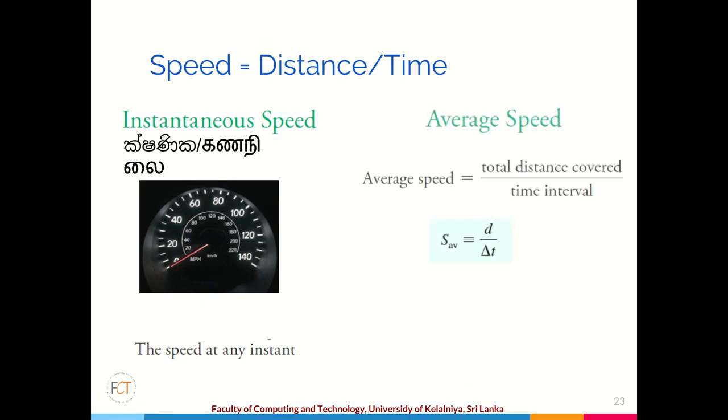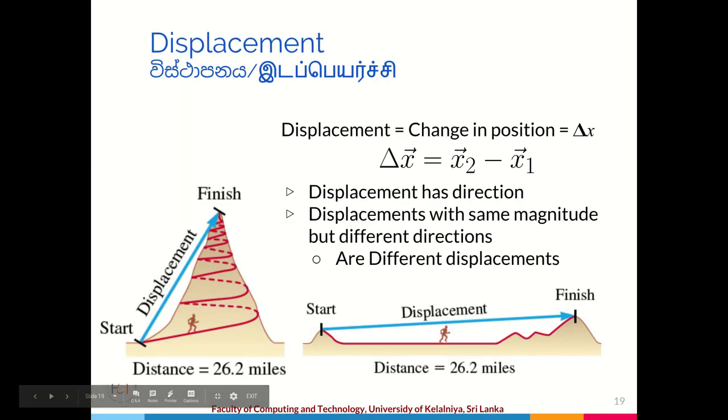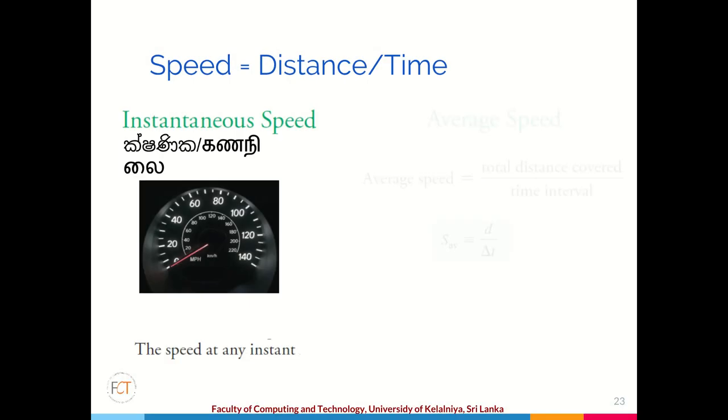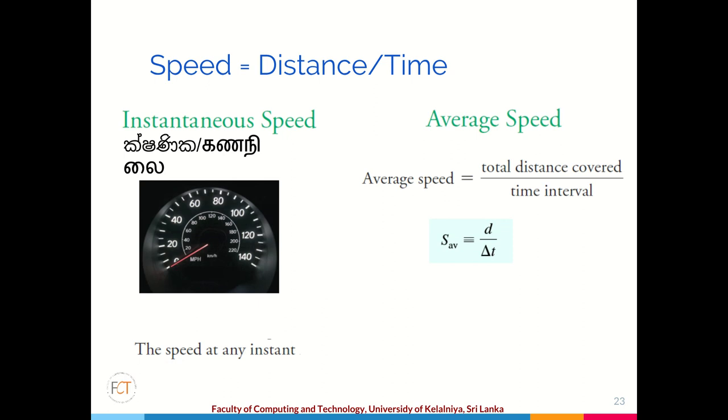And average speed is again total distance covered, not the change in position, but the total distance traveled. In the earlier case, this total distance covered is 26.2 miles. So the runner goes from here to here to here to here to here. He goes on this spiral and comes up here, and he has covered 26.2 miles, whereas the magnitude of the difference of position might be far less. Similarly, if you know the total distance covered over the time interval that it took to cover that distance, then you can find average speed.